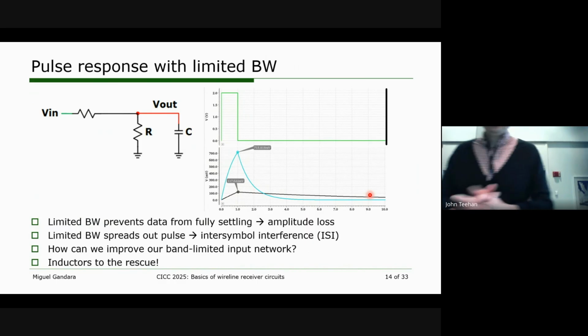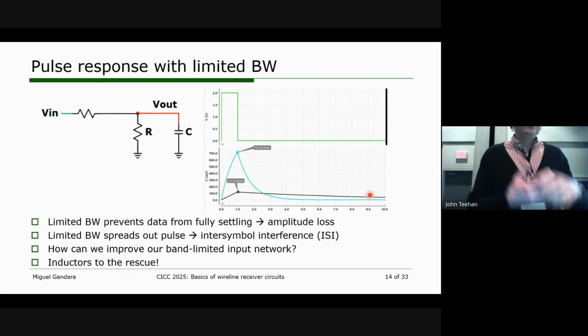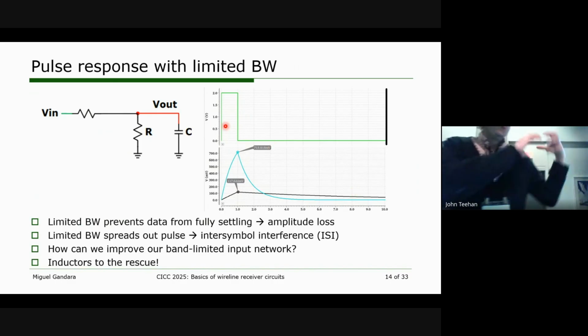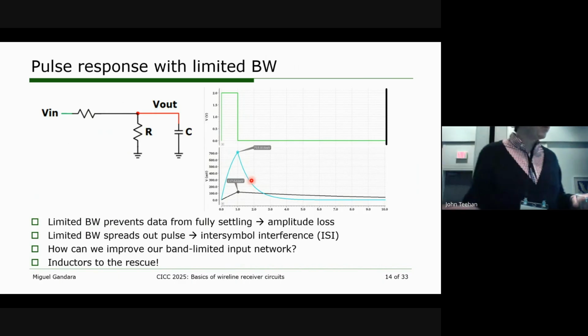Okay, so this is what we call intersymbol interference, and this is a non-ideal effect because obviously, ideally, at any given time, the output data should depend only on the current input data. And once we have intersymbol interference, this is no longer the case. So how can we solve this problem?